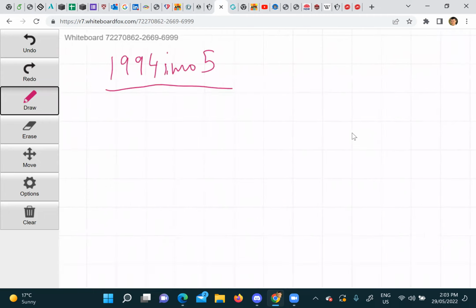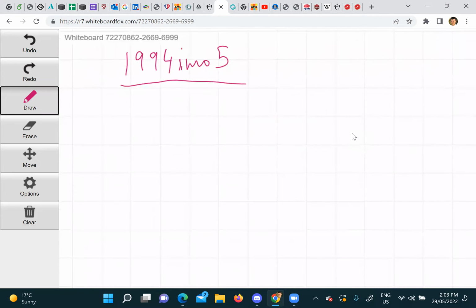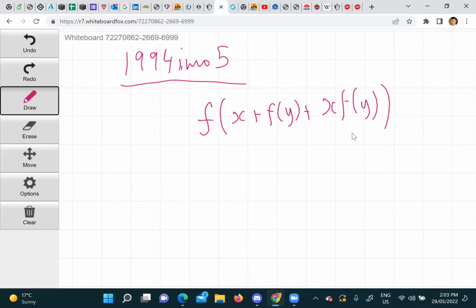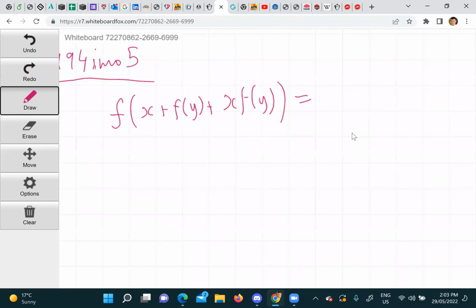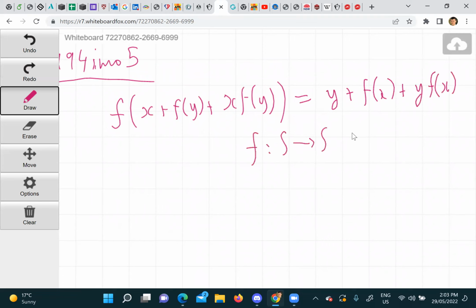So I think the question was like this, right? You have a function again. It satisfies x plus f of y plus x f of y, and it's equal to whatever the stuff with x and y swapped, plus y f of x. And the function is from S to S, where S is all the numbers greater than -1, right?